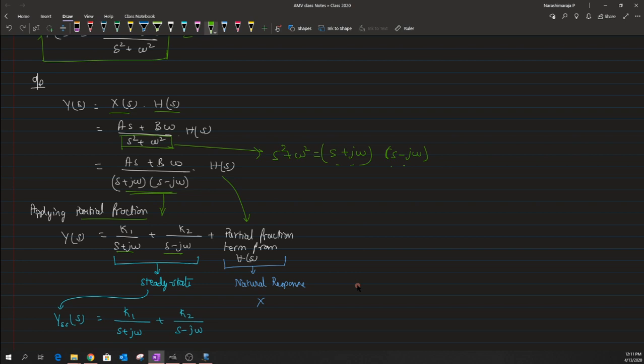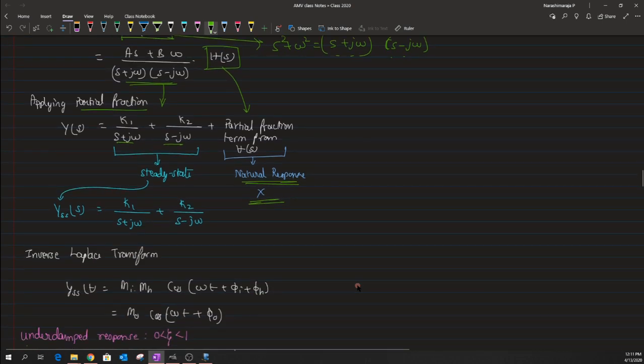But since we are worried about the frequency response, and in general the frequency response will discuss only the steady state response, we will not majorly focus on the natural response term that is defined by this H of s quantity. So we generally neglect this particular quantity and just focus only on the steady state response, due to which one could rewrite this y of s in terms of the steady state response Y ss of s. And this is what we are majorly concerned with in the frequency response.